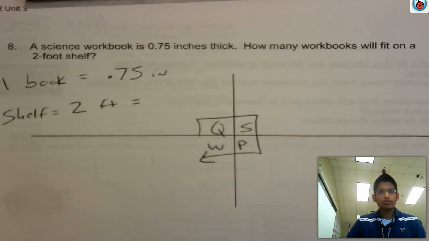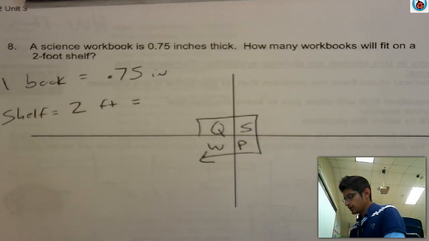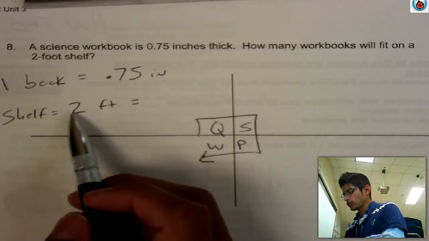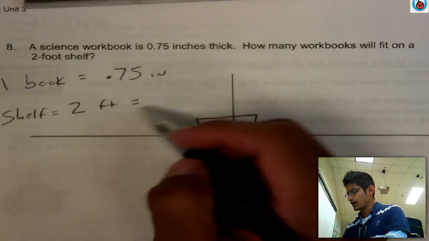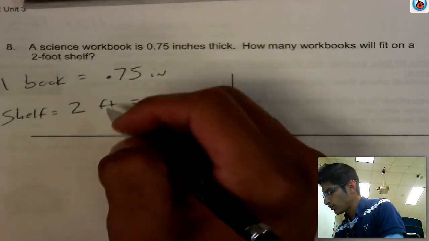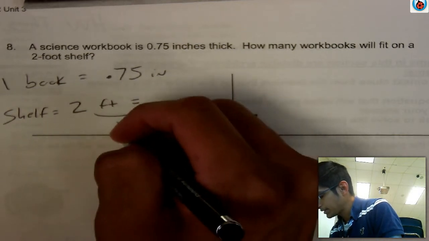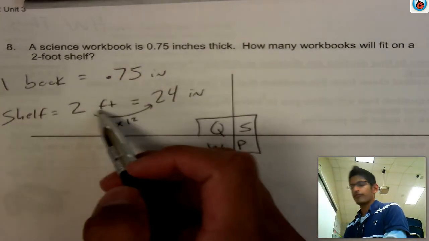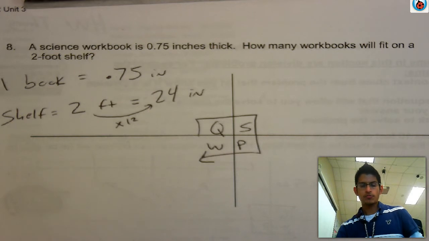All right, so number 8, a science workbook is 0.75 inches thick. How many workbooks will fit on a 2-foot shelf? So one book is almost 1 inch, and the shelf is 2 feet. You notice here we have inches and feet, so I've got to make this into inches. I know that there are 12 inches in 1 foot, so there are going to be 24 inches in 2 feet, because 12 inches makes 1 foot. Okay? So now next let's make a strategy.